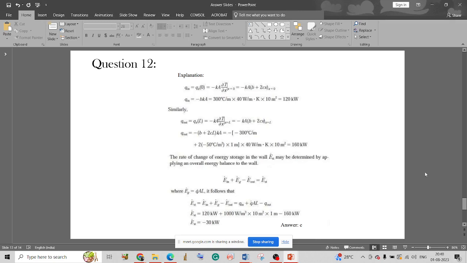Multiply that with volume. The surface area is already given as 10 meter square. It is the surface area perpendicular to which the heat flux is coming. So that is 10 meter square, and 10 meter square into 1. Here we can see they have done it like that only. So 1000 into 10 meter square into 1, and 120 kilowatt minus 160 kilowatt. So it will come out to be minus 30 kilowatt. Okay, the answer will be C.